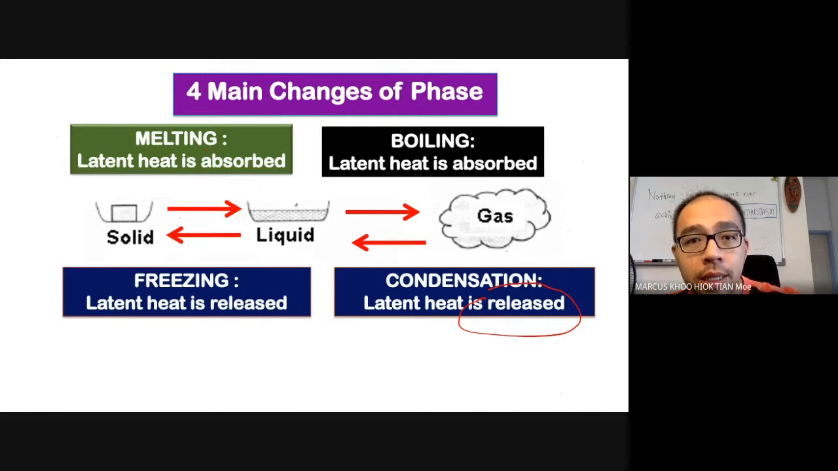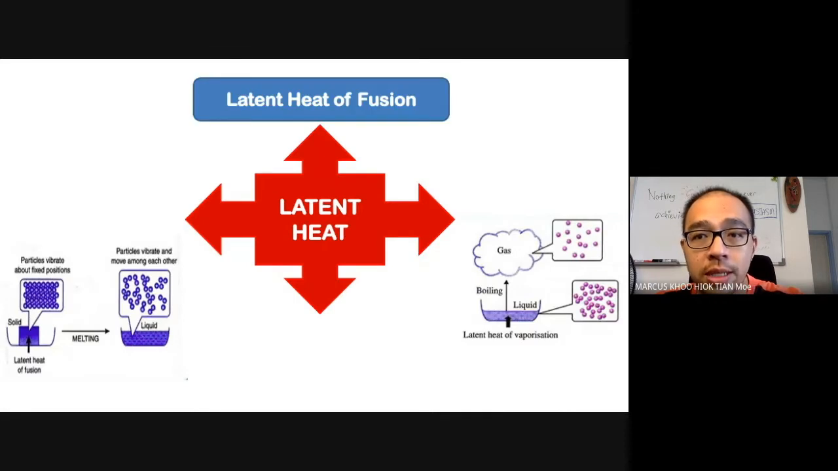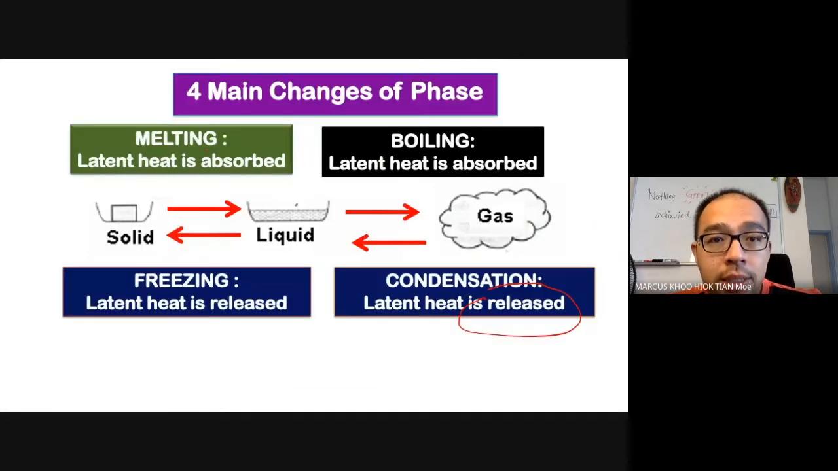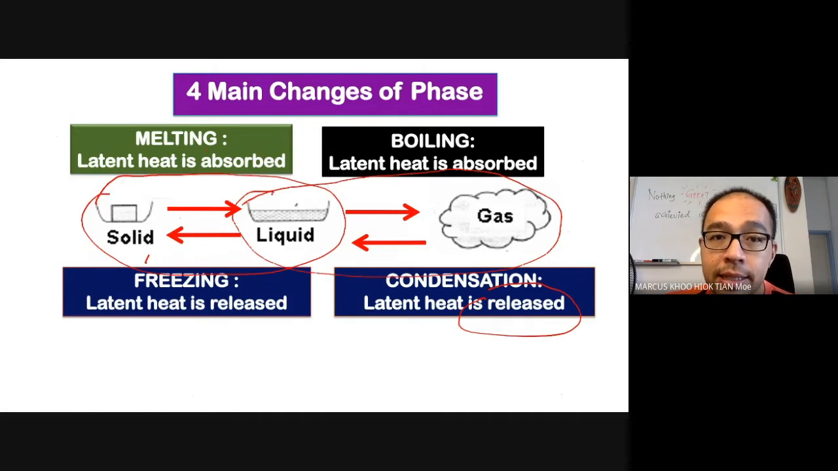Now this is another chart. I'm not sure if this is in your module, but this is another chart that kind of shows this. There are two types of latent heat. The first is called the latent heat of fusion, and the second is called the latent heat of vaporization. There are two types because there are two changes of phase: one between solid and liquid, and one between liquid and gas. So that's why there are two types of latent heat.